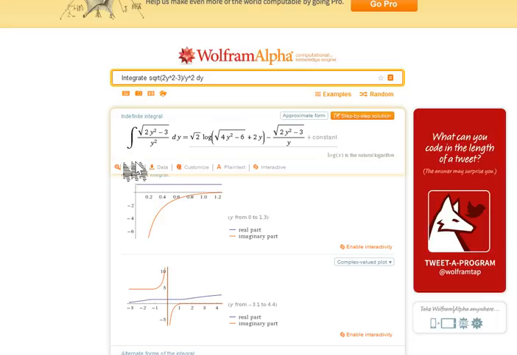Anyway, Wolfram Alpha, it's the computer algebra system I would definitely suggest you use. You find it at wolframalpha.com. Have fun.